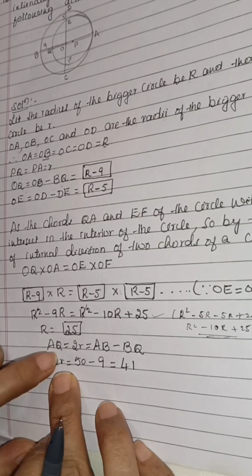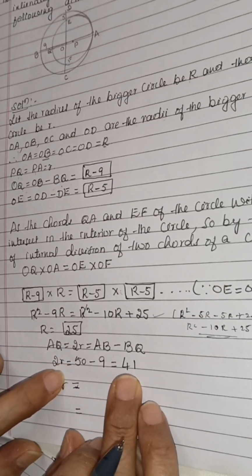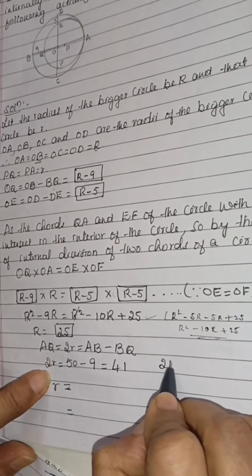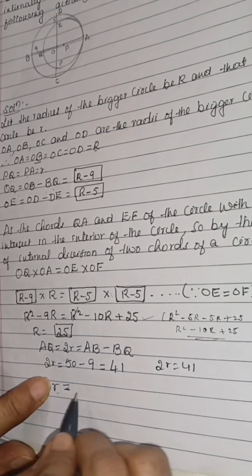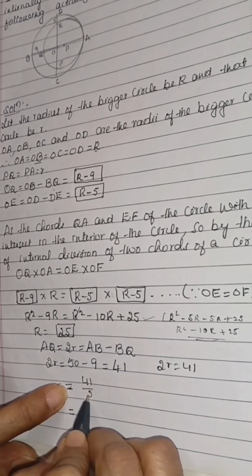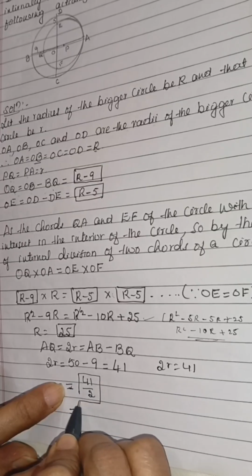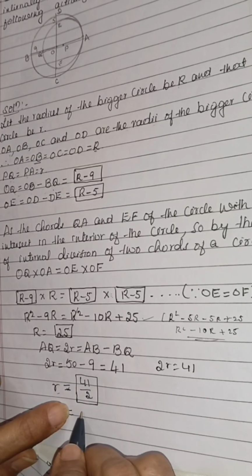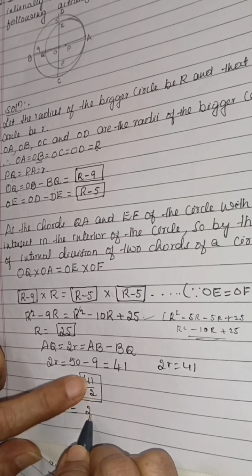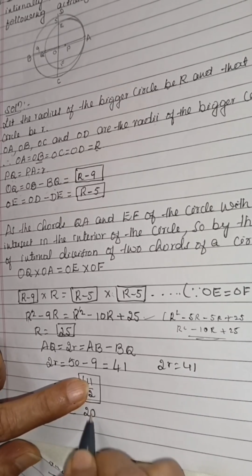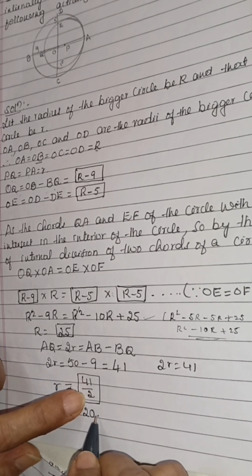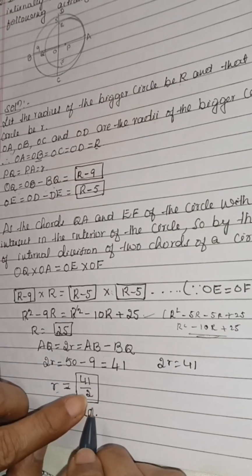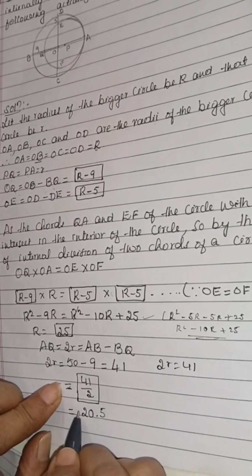AB is 50, and 50 minus 9 is 41. So 2r equals 41. Therefore, r is 41 by 2. This is the fill in the blanks. Now dividing 41 by 2 gives 20.5.